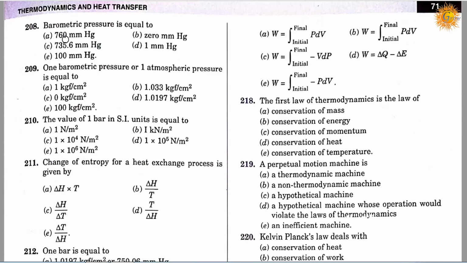Question number 208. Barometric pressure is equal to option A, 760 mm of Hg. Option B, 0 mm of Hg. Option C, 735.6 mm Hg. Option D, 1 mm Hg. Option E, 100 mm Hg. Correct answer is A, it will be 760 mm Hg.